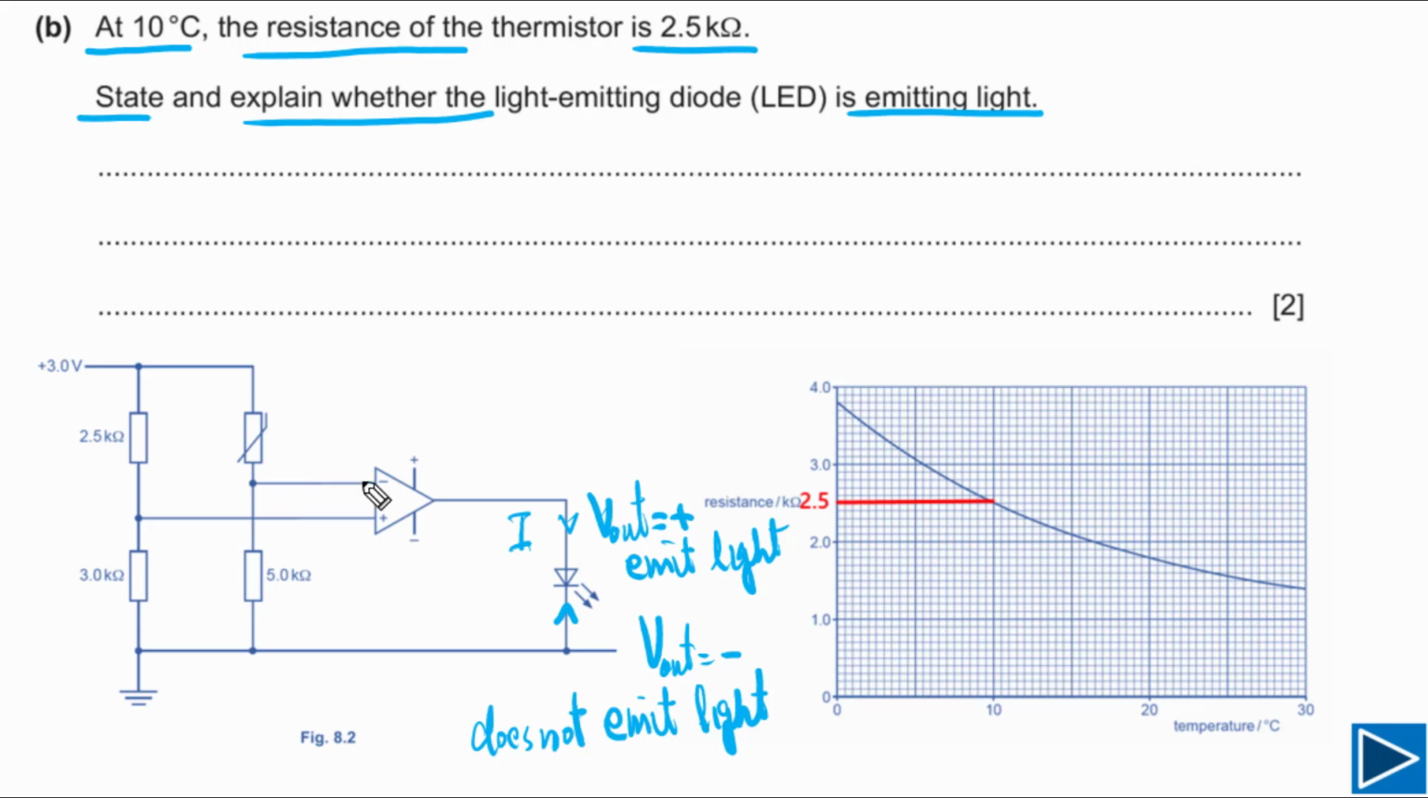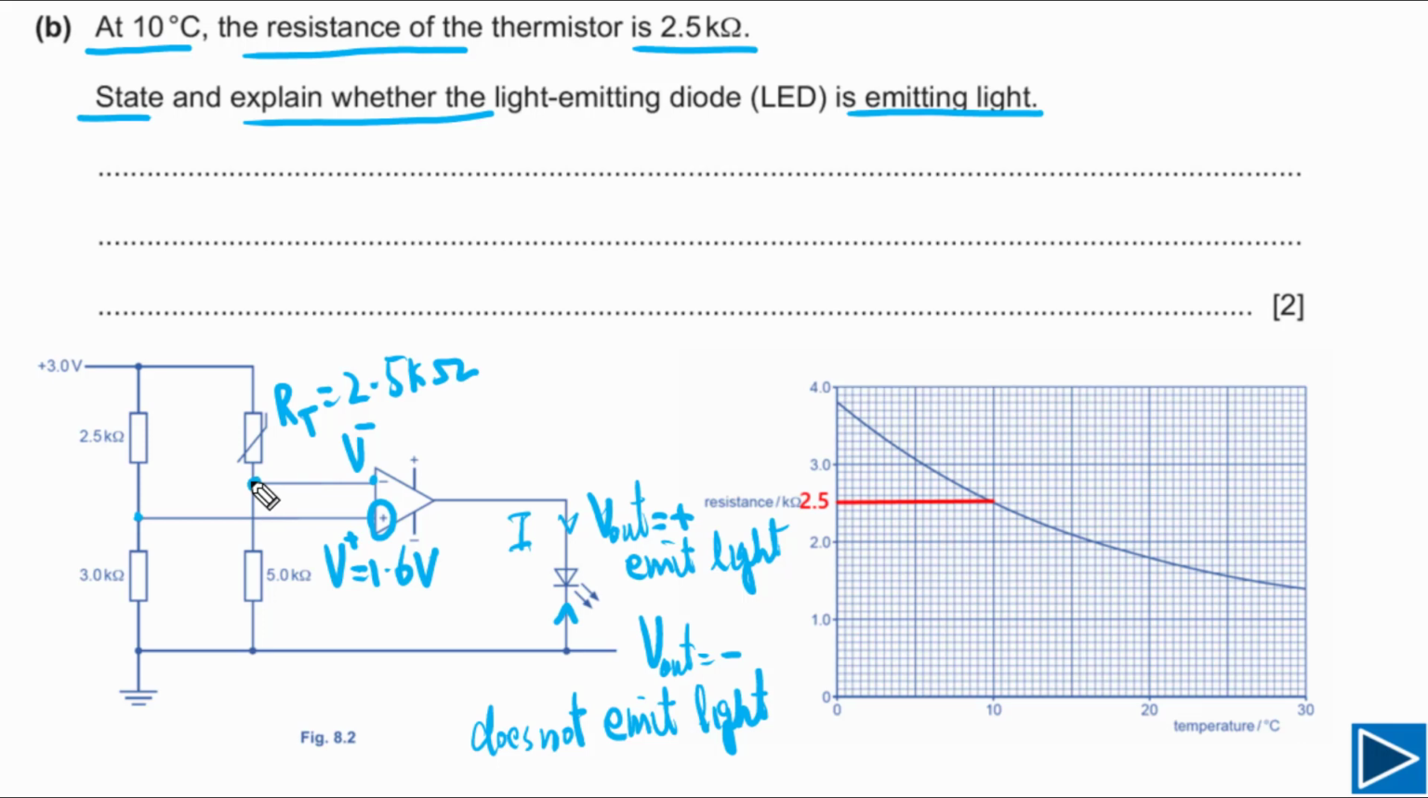Now we need to find out whether the output of the op-amp is positive or negative. We have calculated the value of V plus in part A, and that was equal to 1.6 volts. Now we need to find the value of V minus. The resistance of this thermistor is given, RT, which is equal to 2.5 kilo ohms.